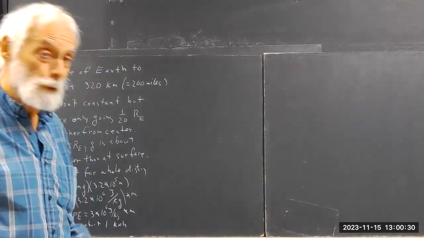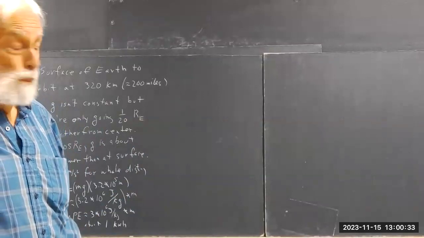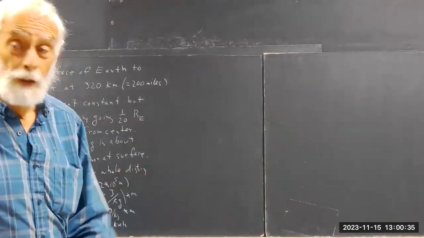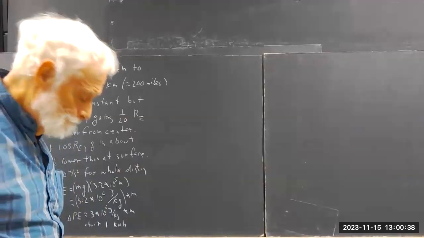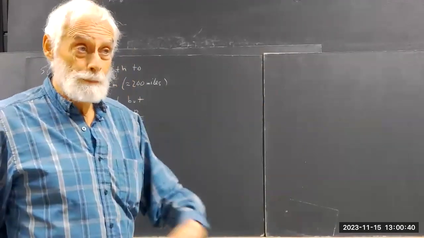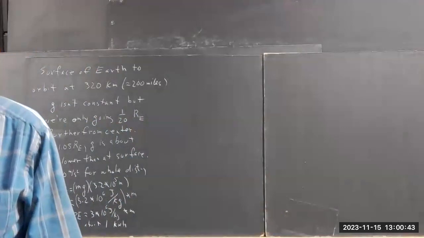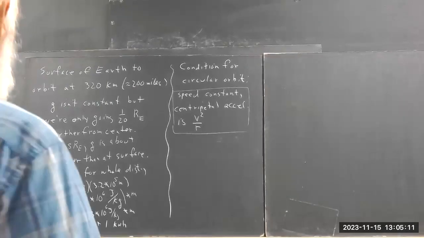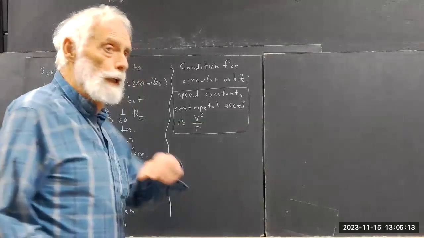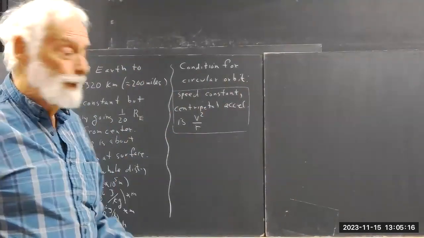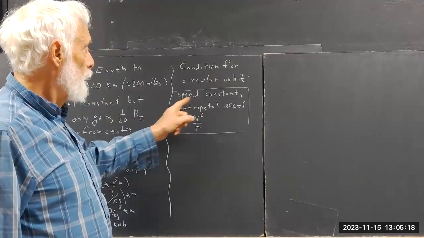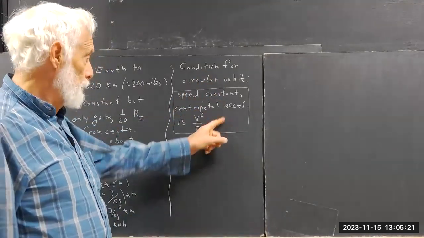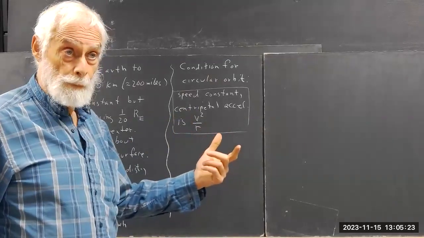How do you get it in orbit? You've got to give it enough speed. Okay, well, the criterion for orbit, circular orbit. Okay, what can you tell me is necessary for circular motion? Well, the condition for any motion in a circle at constant velocity, in a circular orbit, your speed would be constant and your centripetal acceleration would be v squared over r.